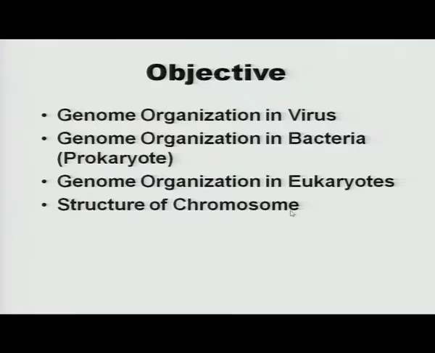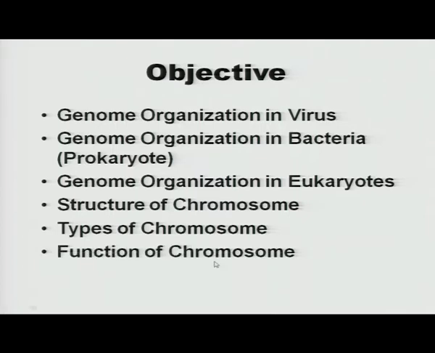Next to that, we will learn about the structure of chromosome. What are the different parts of the chromosome? We will learn in this series. Next to this, we will learn about types of chromosome. Depending on the position of the centromere in the chromosome, we will learn about different types of chromosomes. Next, we will learn about the function of chromosome. What are the different functions performed by the chromosome?